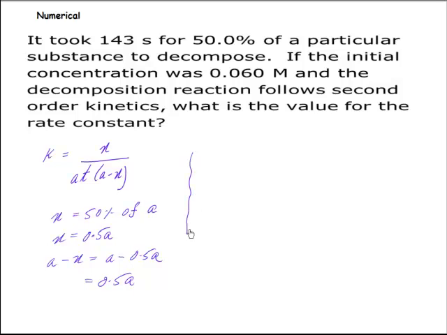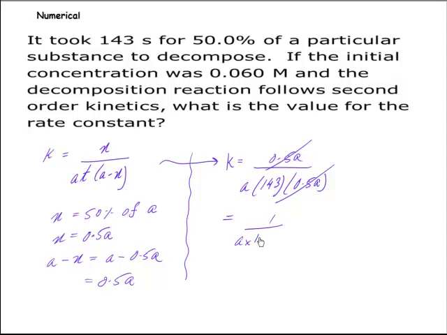If we substitute this in the integrated rate law expression, we'll get k is equal to 0.5a upon a into 143 into 0.5a. So 0.5a will cancel out and we are left with 1 upon a times 143.